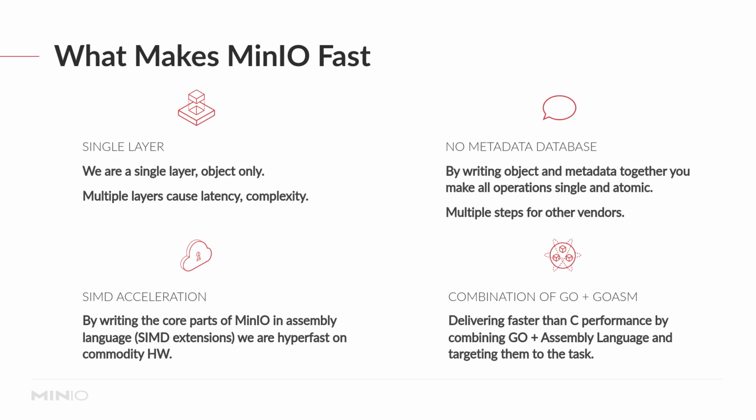And again, we're written in Go. This is faster than some other solutions that are written in C. So we're in Go and assembly. We've done everything that we can to have MinIO be small, efficient, lightweight, and powerful.